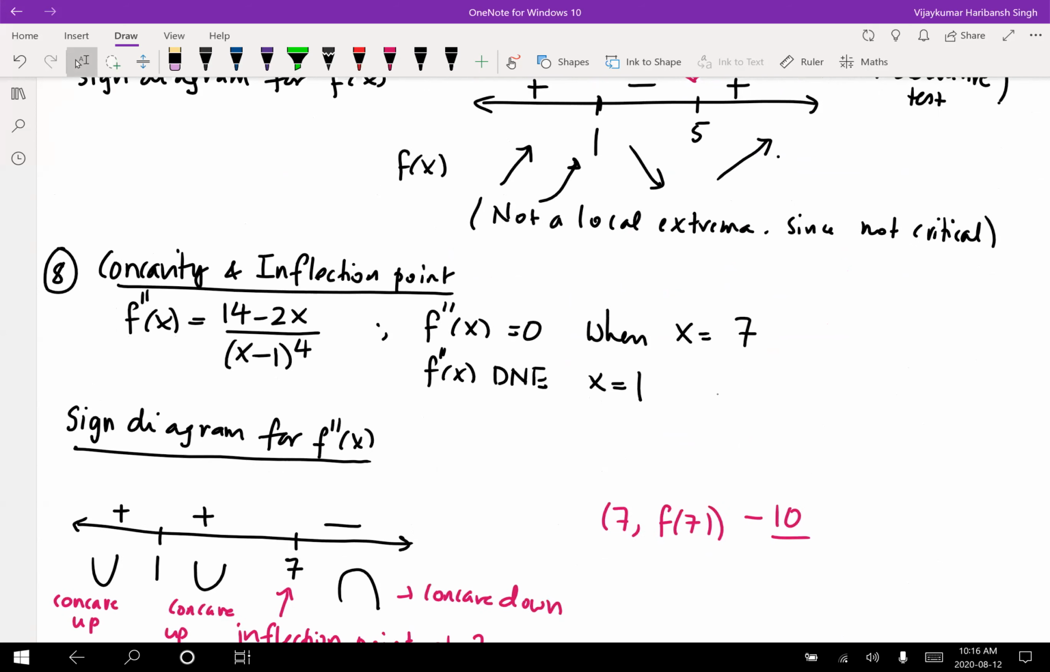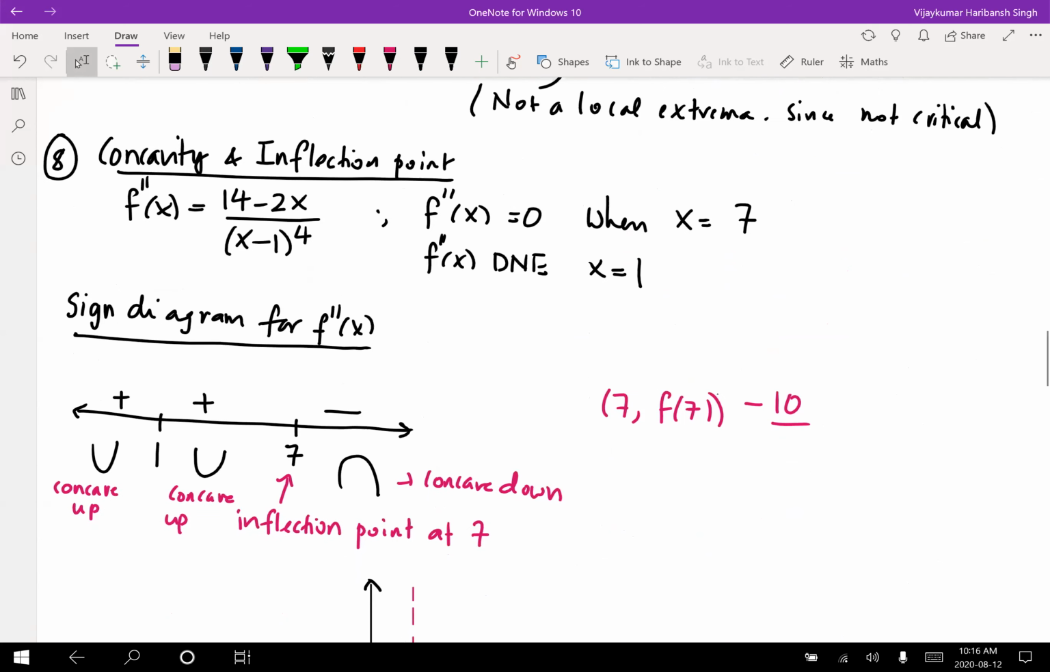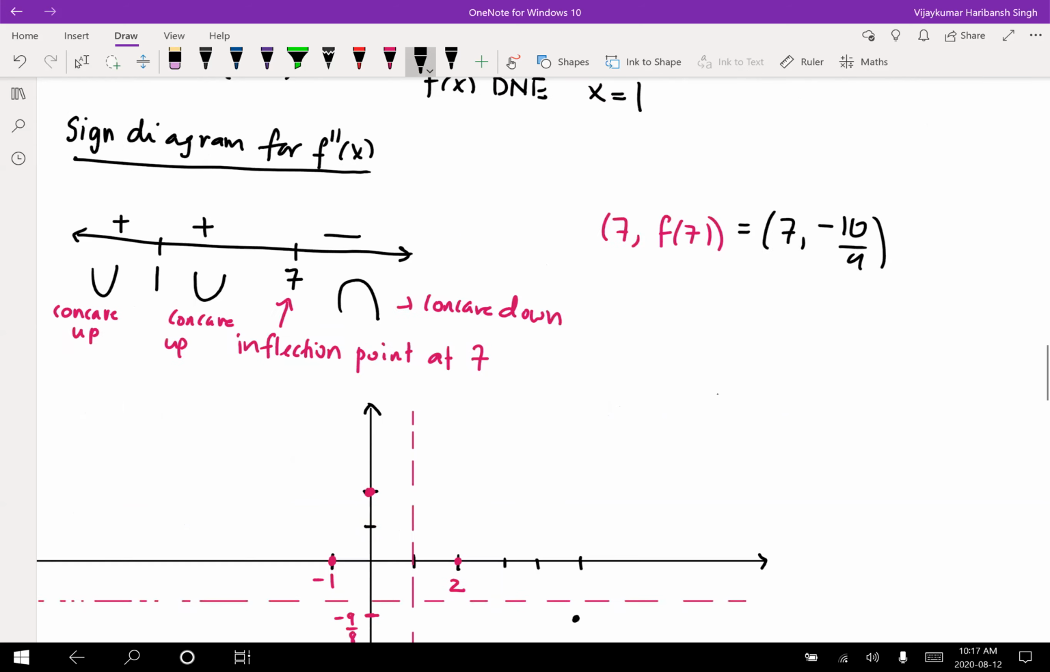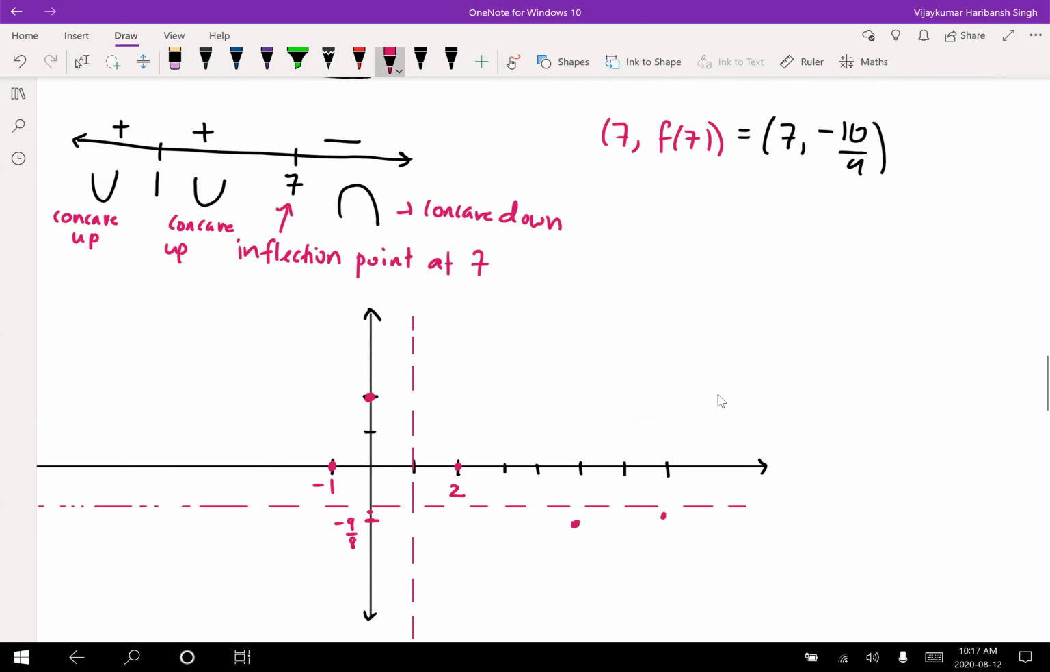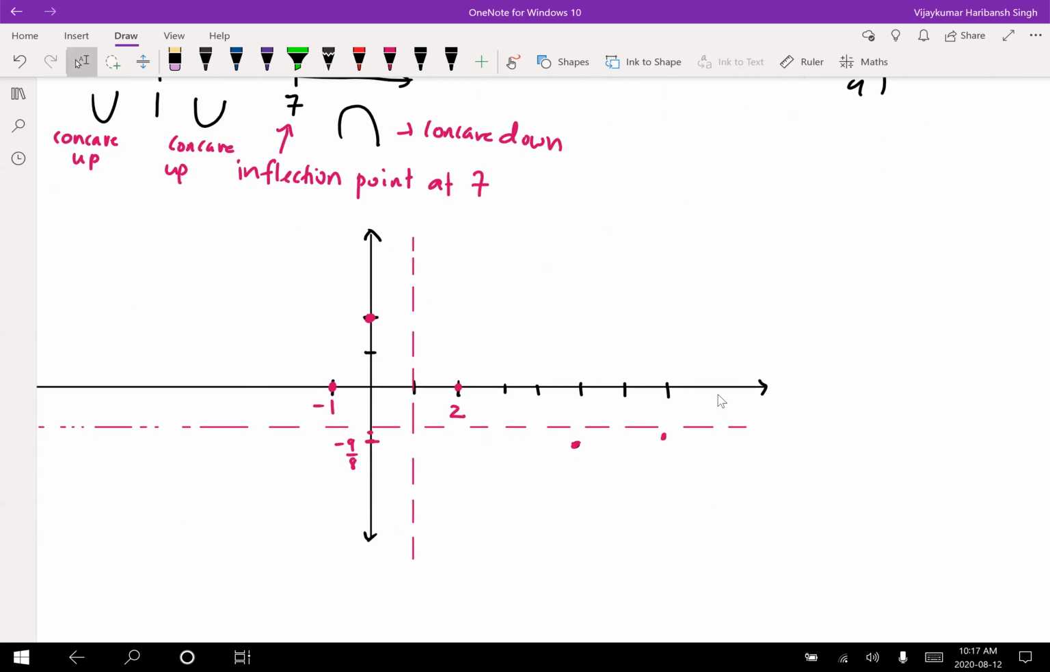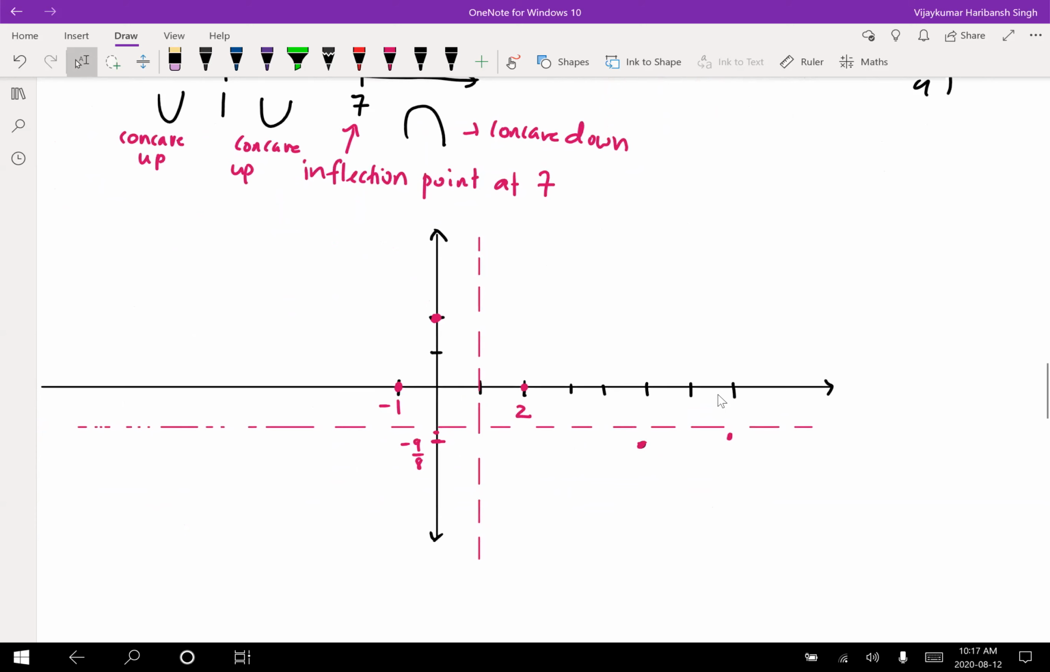And what about the concavity? We have an inflection point at 7, f of 7, which is -10/9. So 5, 6, 7. Let me mark this point here. Now -10/9 is slightly above -9/8. With this set of information, we are ready to draw the graph.